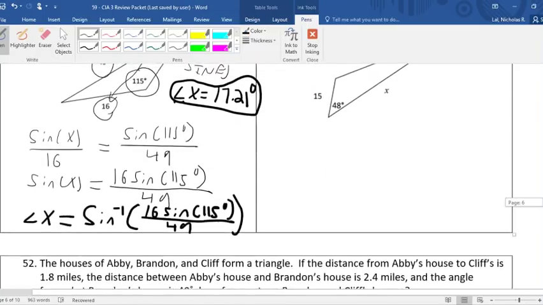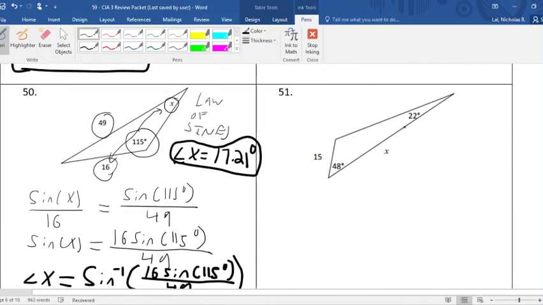Let's go to problem 51. We have 48, 22, x, and 15. So our first step is to fill in our missing angle. This angle is going to be equal to 180 minus 22 minus 48. So we'll try to do this in our head. 180 minus 22 is going to be 158. 158 minus 48, let's do 158 minus 8, that's 150. 150 minus 40 is 110. So this angle is 110 degrees.